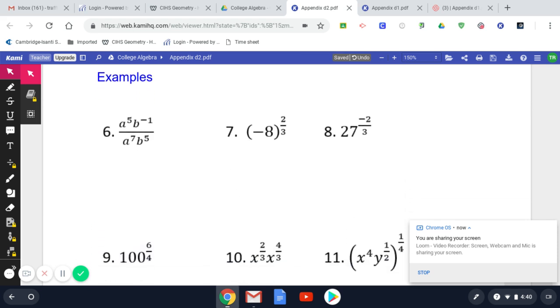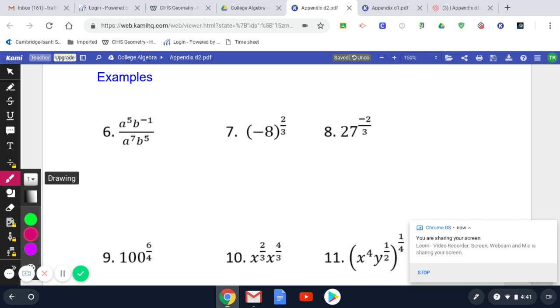Here's some more examples. In dealing with the negative exponents and simplifying it, I can see that my a's, I'm going to have more on the bottom. So I have a squared on the bottom, and then b to the negative 1 is going to go to the bottom to become b to the 6th.